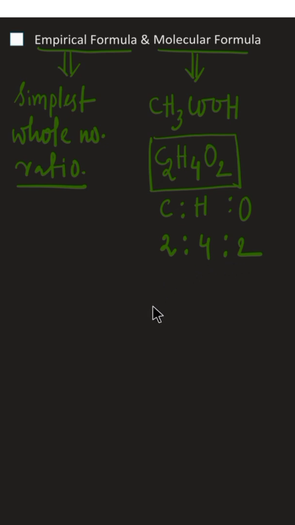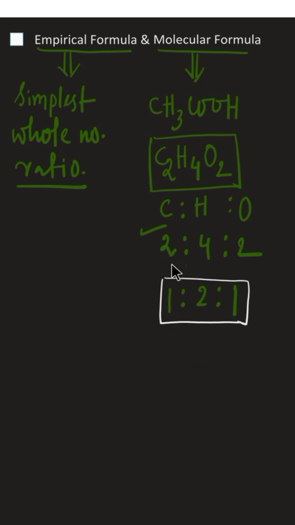So if I try to make a simple whole number ratio, how can we do that? If I divide all the values by 2, I will get 1:2:1. That is the simplest whole number ratio. We cannot make the ratio any smaller, because 1 has already come. So this is the simplest whole number ratio for 2:4:2, and that's why this will give the empirical formula for the compound.